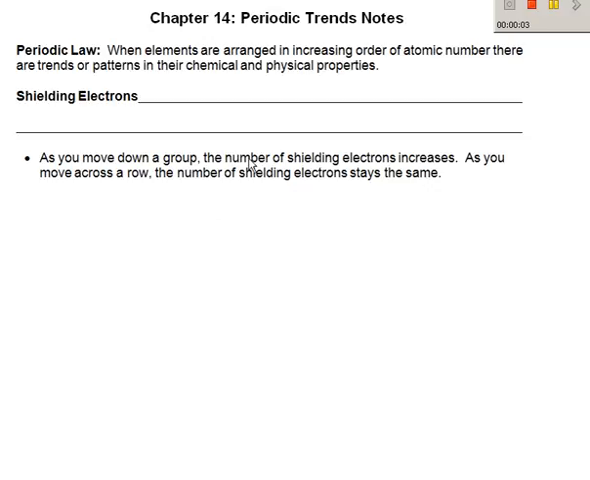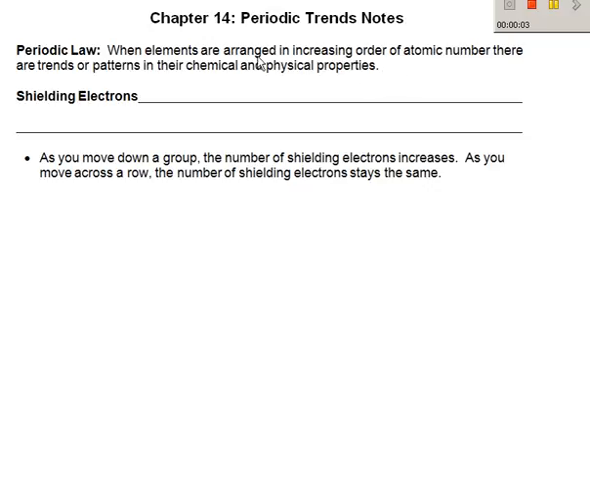This is Chapter 14, Periodic Trend Notes, and the first thing that we're going to talk about is the periodic law. Periodic law says that when elements are arranged in increasing order of atomic numbers, that would be the number of protons in a nucleus, there are trends or patterns in their chemical and physical properties.